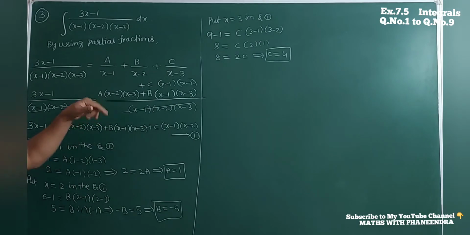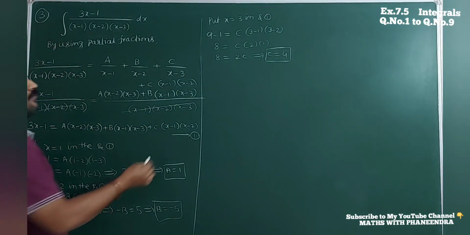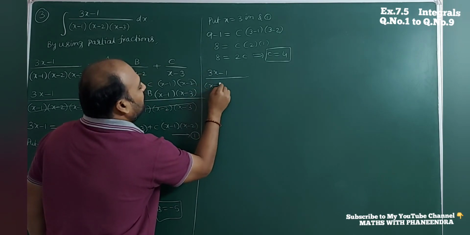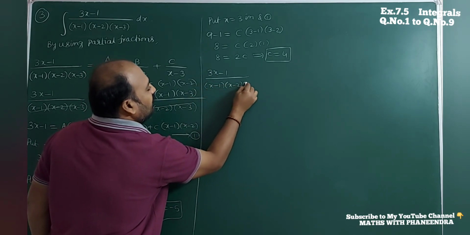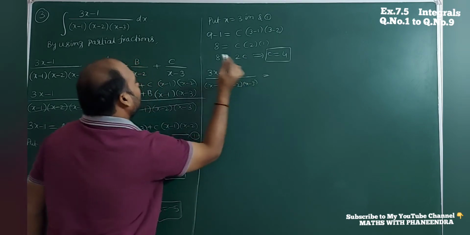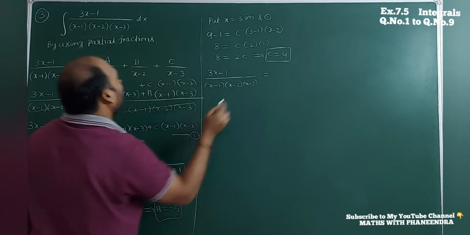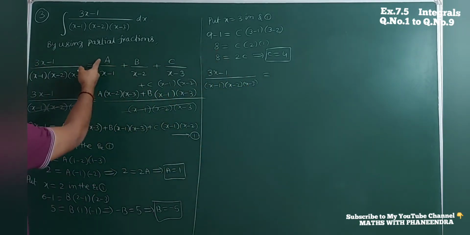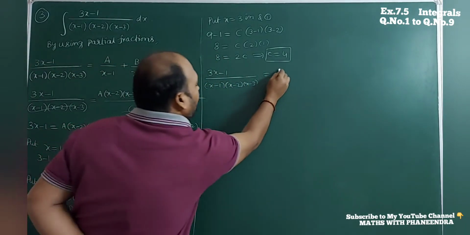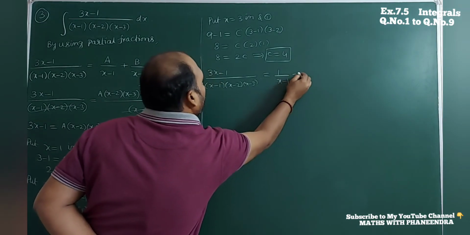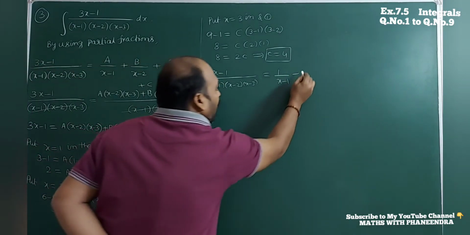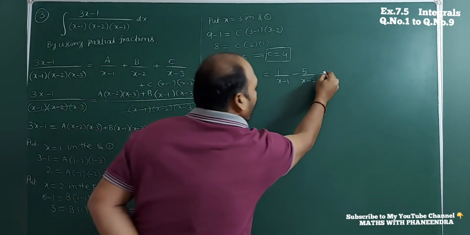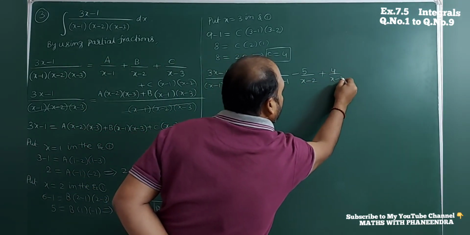So after finding the values of A, B, C, substitute in this. (3x minus 1) divided by (x minus 1)(x minus 2)(x minus 3) is equal to, in place of A, substitute 1: 1 by x minus 1. B value is minus 5: minus 5 by x minus 2. Plus C value is 4: 4 by x minus 3.